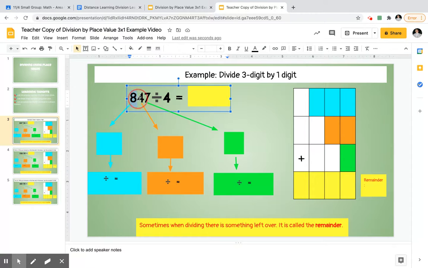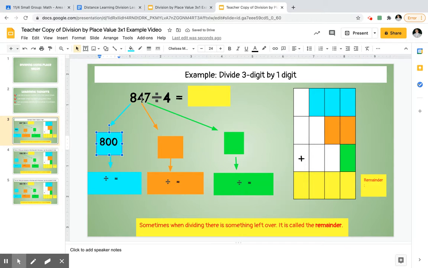So here we have 847. First thing we need to do is break that up by place value. So we're going to start with the 8. We have an 8 in the hundreds place. I know that if I have an 8 in the hundreds place, that's worth 8 hundreds or 800. So I'm going to write 800.